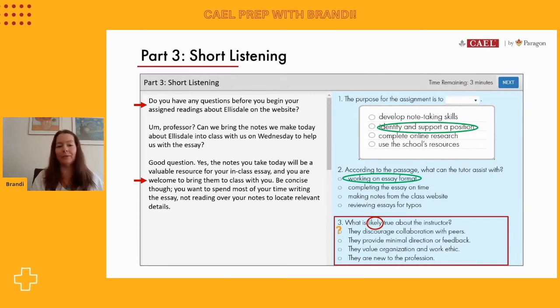So starting here at answer choice A, this one says that the instructor discourages collaboration with peers. Now, collaboration is when you work with other people. We think about that for a moment. We know the instructor encourages the students to book an appointment with the tutor, right? We've already talked about that. But a tutor is not the same as a peer. A peer is a classmate.